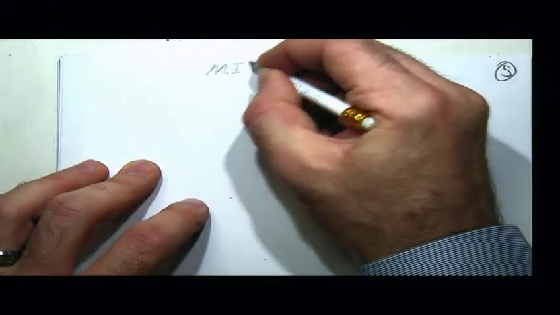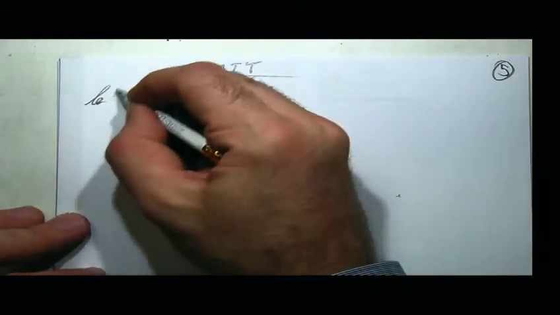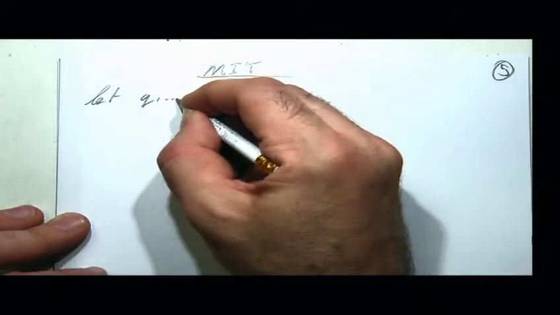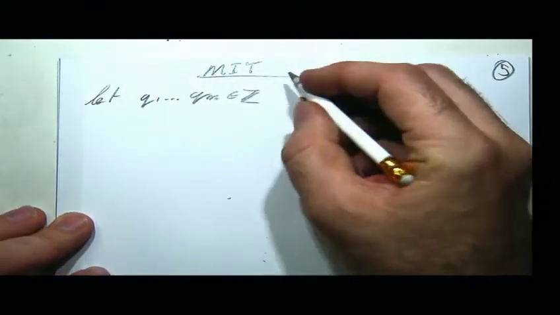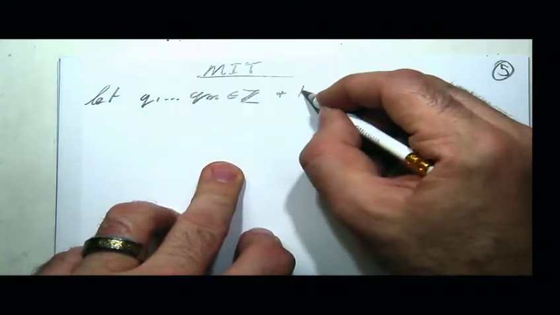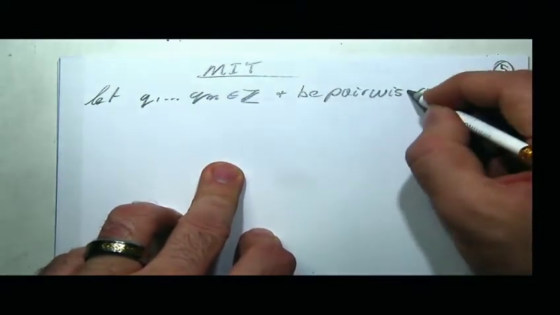Last thing on the list of things to talk about is the Chinese remainder theorem. So, my Chinese remainder theorem says something. What does it say? This should be page 5. That's it. Okay, so what we're going to do, let q1 up to qm be numbers in the integers, and I'm going to say pairwise co-prime.